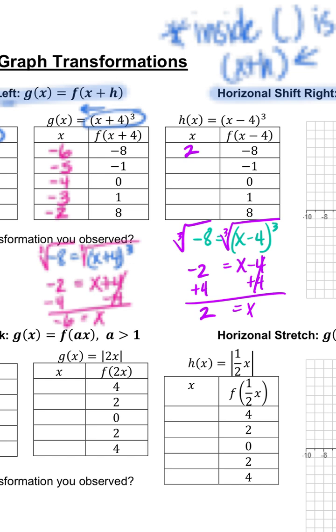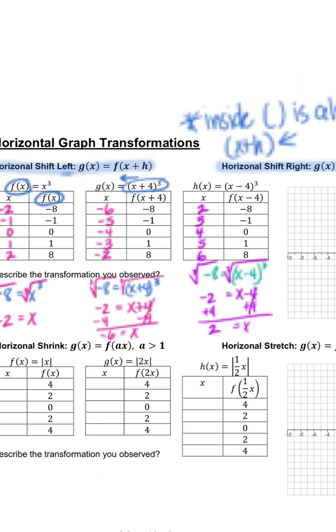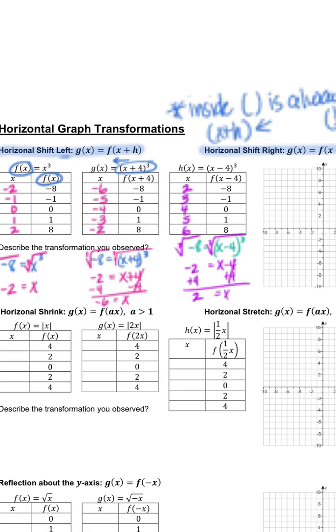So take the cube root and add 4 because we're moving right. So the cube root of negative 1 is negative 1. Negative 1 plus 4 is 3. The cube root of 0 is still 0. 0 plus 4 is 4. The cube root of 1 is 1. 1 plus 4 is 5. The cube root of 8 is 2. And 2 plus 4 is 6. So now we can plot the points and see what those graphs are going to look like.